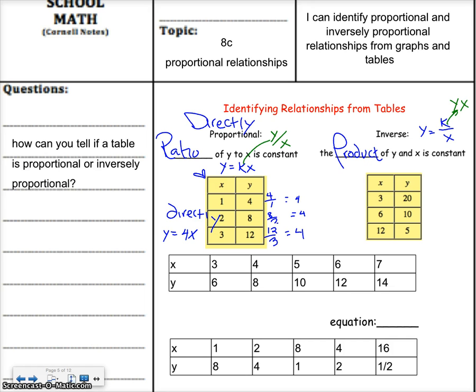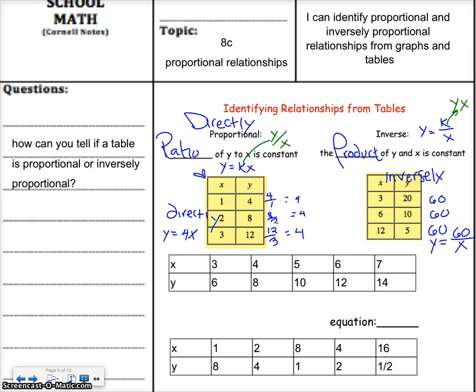Okay, we're going to do this one. Check the ratio. Is 20 over 3 the same as 10 over 6? 20 divided by 3 is 6.6 repeating. 10 divided by, well, I know that's not going to be it. So no, it's not directly. So now I check the product. I check inversely. So 3 times 20, 60. 6 times 10, 60. 12 times 5, 60. So this is inversely proportional. This is that k. It's like the constant of variation, except it goes on the numerator. So it would be y equals 60 over x.